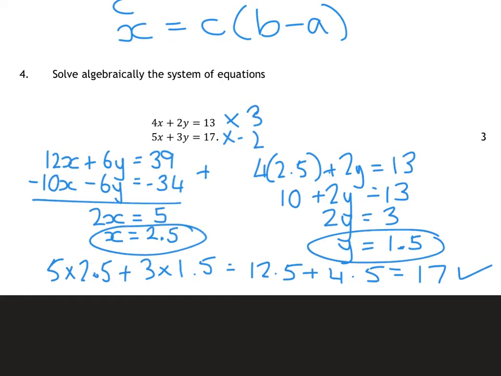They could also have asked that as find the point of intersection of these two lines. If it was that, you would write it as a coordinate at the end, but they've not asked it, so we don't need to worry about that. We're done.